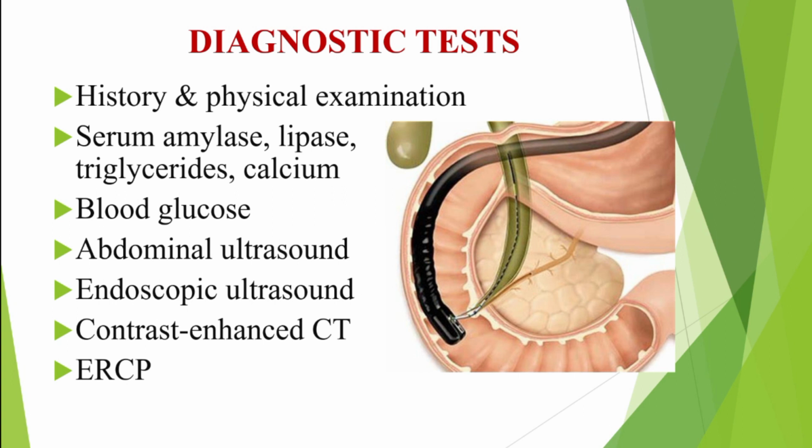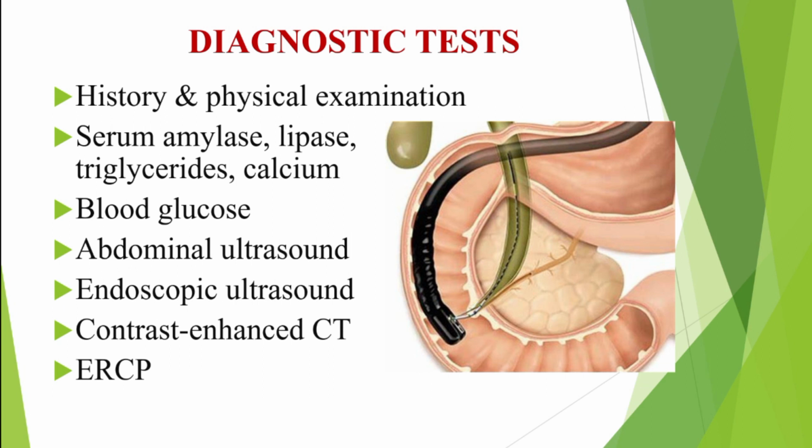And by physical examination, we can assess the abdominal pain, in which area of the abdomen the patient is feeling pain. That site should be assessed properly. Along with that, for the symptoms I previously mentioned, like paralytic ileus, the bowel sounds should be checked, as well as the vomiting and the patient's fever. After that, laboratory tests like serum amylase, serum lipase, triglycerides and calcium should be checked.